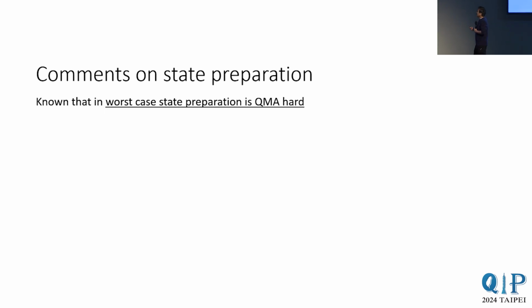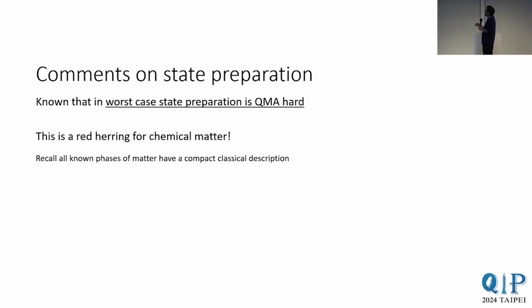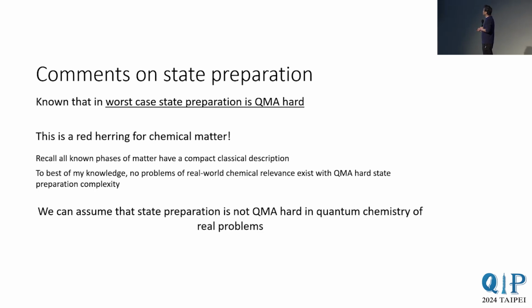We know that in the worst case for quantum problems, state preparation is QMA hard. That's a well-known result. But for chemical problems, this I think is an entire red herring. I don't think the problems have this hardness to them. As I say, all known phases of matter have a compact classical description. So perhaps they should be in QCMA just from that statement. And in addition, finding this classical description doesn't appear to be so hard. So perhaps it's not even QCMA. Okay. So I think it's useful just to assume that state preparation is not QMA hard.